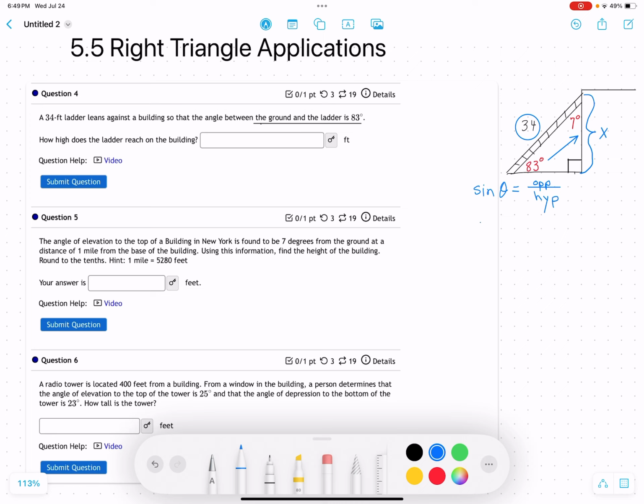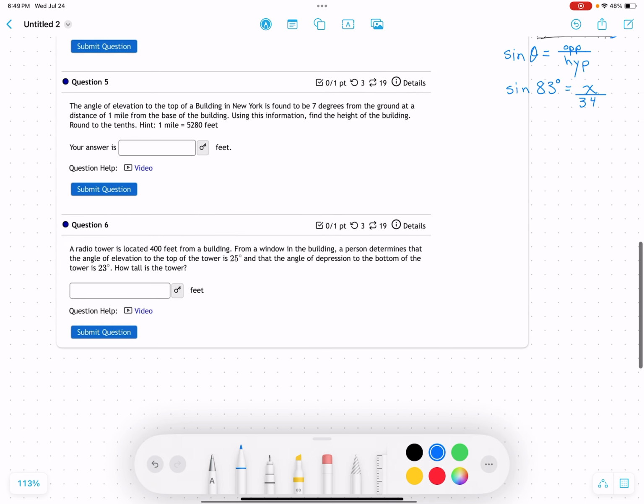That means that the sine of 83 degrees is equal to the opposite leg, x, over the hypotenuse, 34. In the last video, we talked about how to solve those, so we are not going to do that here. Let's go on to the next example.